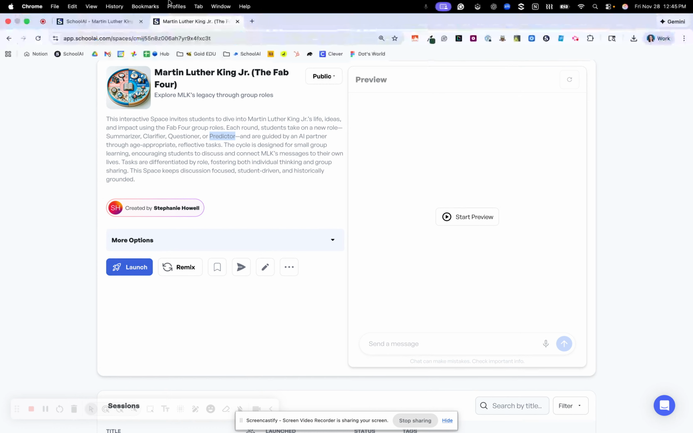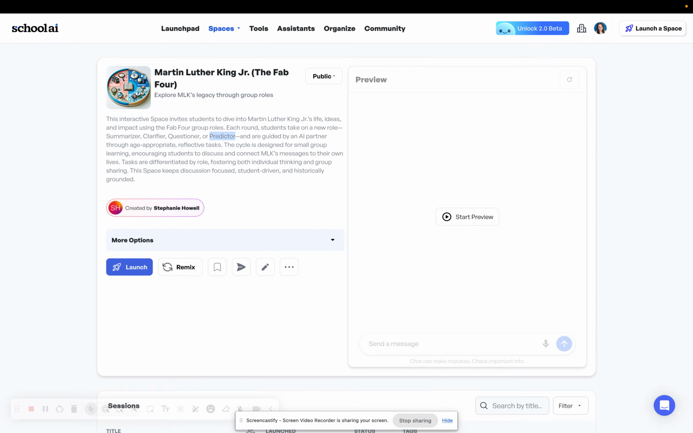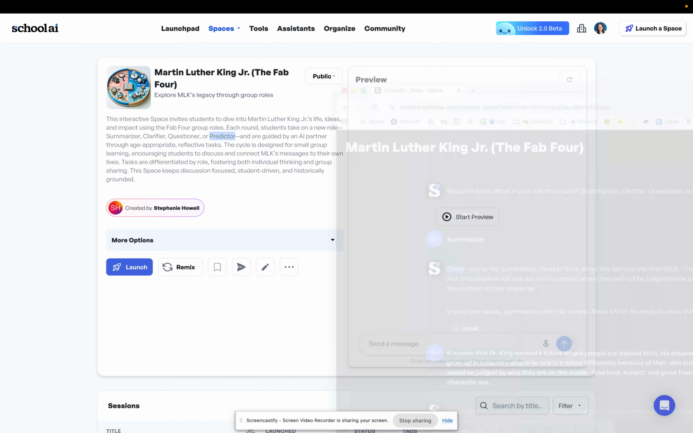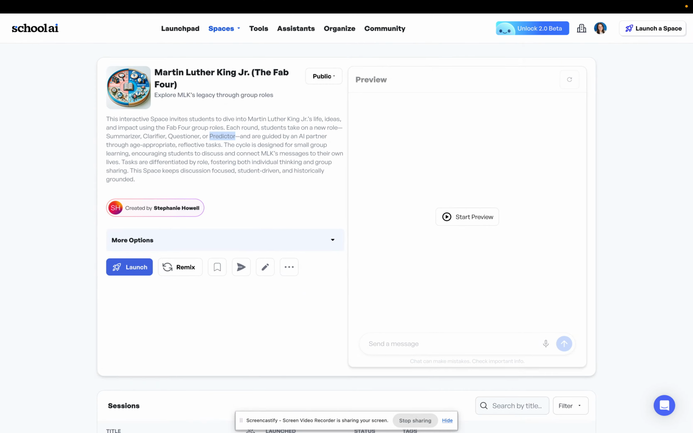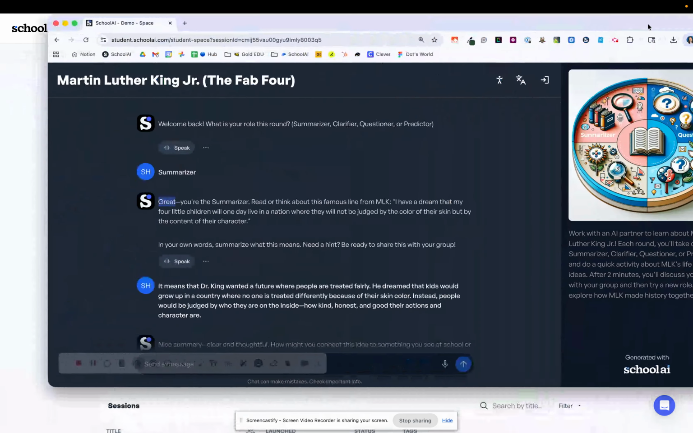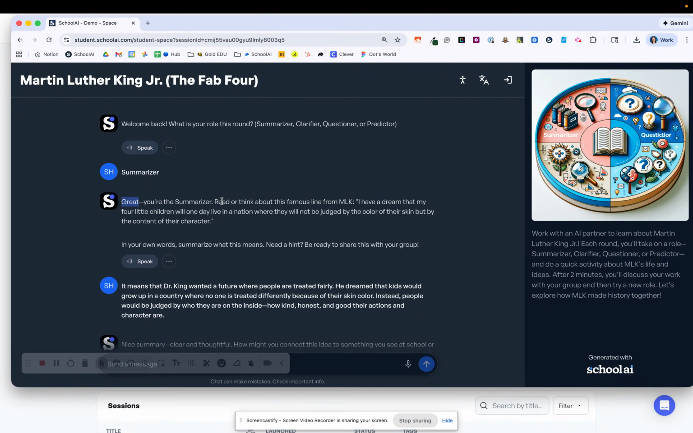So you're going to launch your space and share that code with your students. Once your students have that code, the first question that they are going to be asked is, what role are they? Right here, we've got the summarizer. The summarizer is going to highlight all key points and information about whatever the students are learning. You can see here that they might get a quote, and now they have to think in their own words how they might summarize this, and they're going to have to be ready to share this with their group.